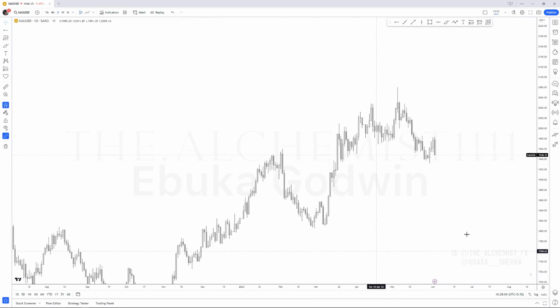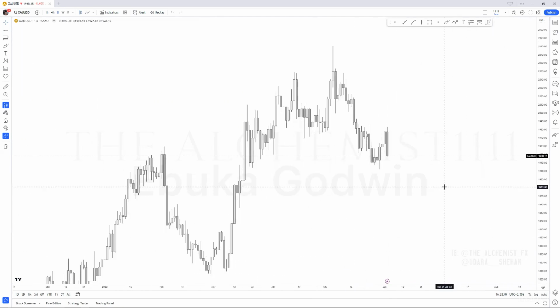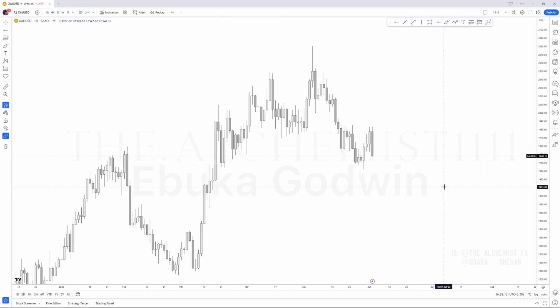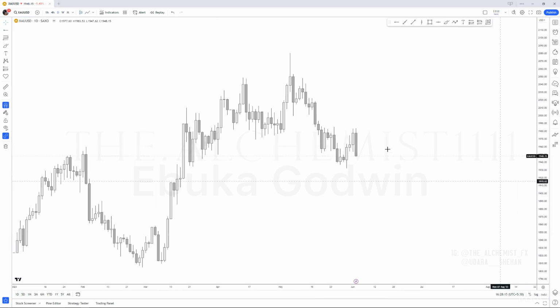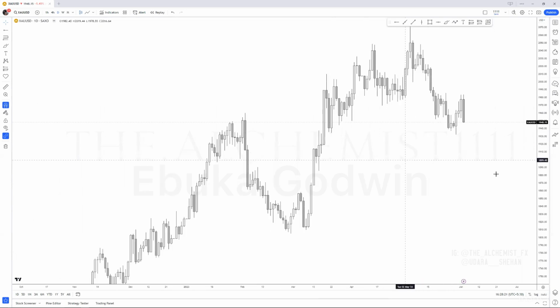Now there's another type of SNR. We call it open close levels. Now open close levels are made when you have the same type of candles. Let's say we have two bullish candles, then an open close is made. Let's say we have two bearish candles, then once again an open close is made.